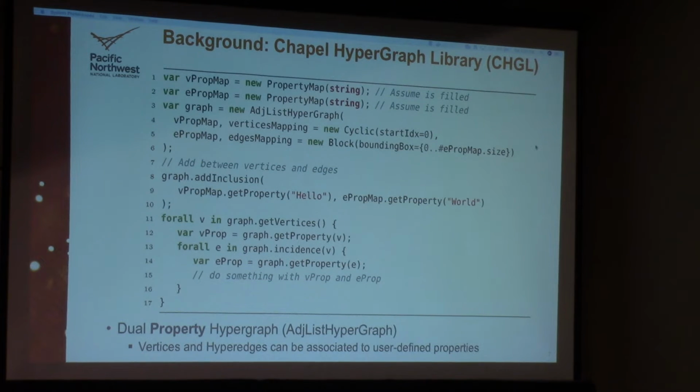Also, to throw in, the HyperGraph library is now a property hypergraph, where the property map itself is going to be global view, and you can basically pass in that property map in place of the number of vertices, and it handles updating it for you, et cetera, et cetera.